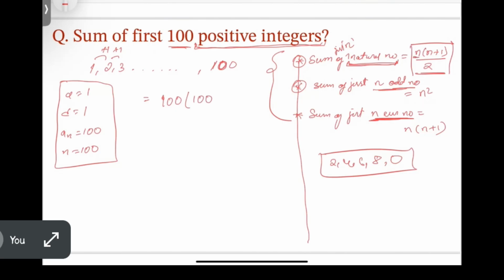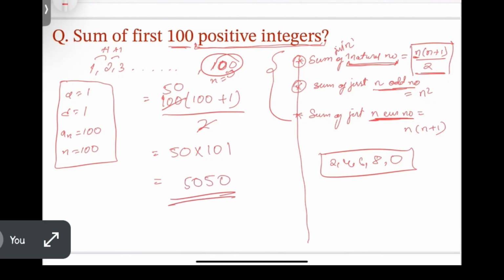Here n is nothing but 100. So 100 into 100 plus 1 divided by 2. 2 into how much? 2 into 50 is 100. So 50 into 101. 5 ones are 5, 0, 5 ones are 5, and 0, which is nothing but 5050.